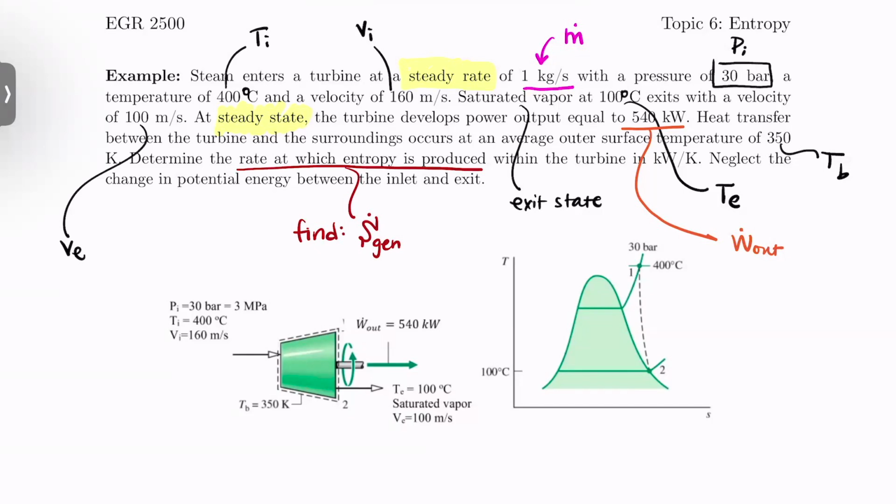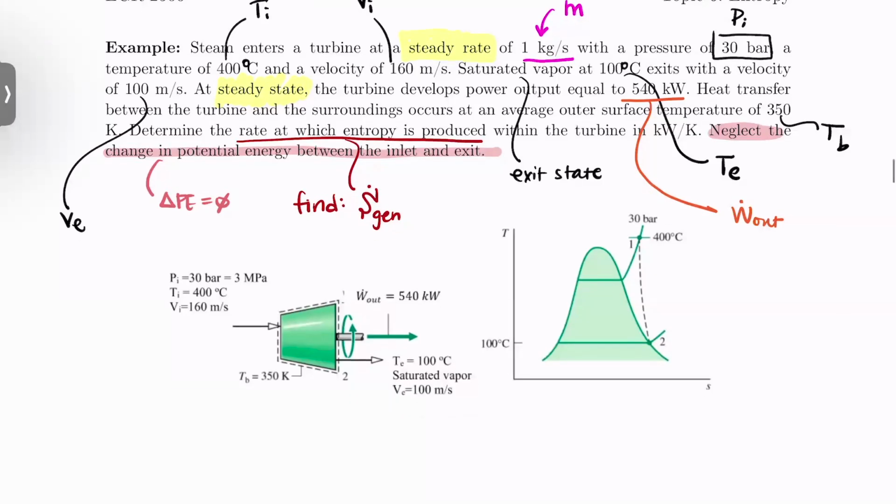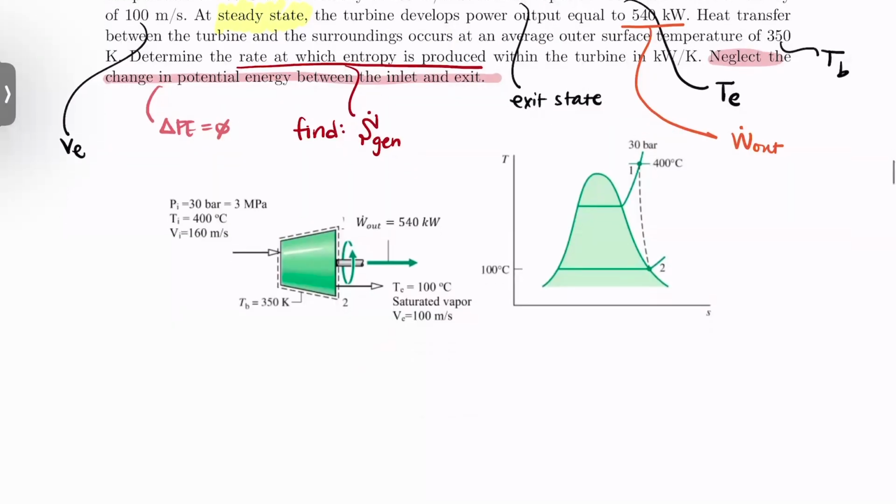Okay. We also know that we can neglect the change in potential energy between the inlet and the exit. So this is just saying delta PE is equal to 0. All right. Okay, so let's write down our governing equations.